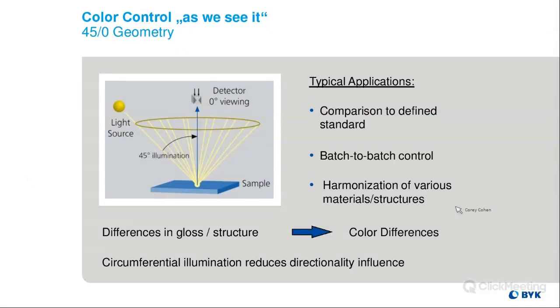So typical applications for this type of instrument would be comparison to a defined standard. In general, you want to see how close two surfaces look to each other color-wise, you would use a 45-0. Also batch-to-batch control, and harmonization of various materials and structures. And as mentioned, the circumferential illumination reduces the influence of directionality.